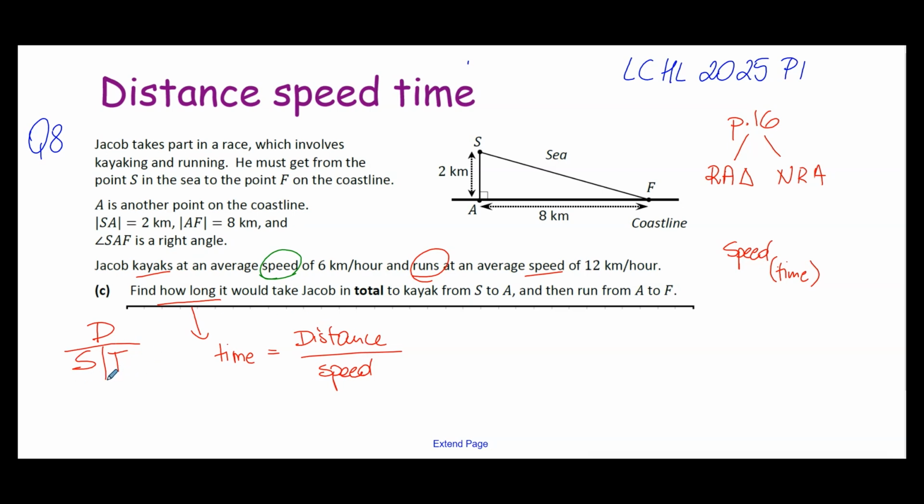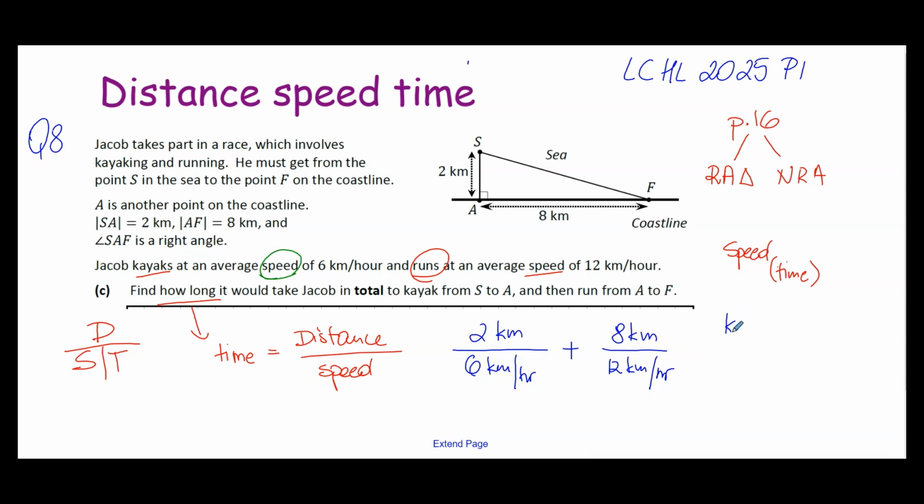One thing we always have to be careful in questions that are referring to these formulas is the measurement, okay? So what is the distance that he is going to kayak? 2 kilometers. And what is the speed of kayaking? 6 kilometers per hour. And, therefore, plus, he's going to what? Run. What is the distance of running? 8 kilometers. And what is the speed of running? 12 kilometers per hour. So the reason why I wrote that is so that we understand that our measurements are correct. We don't have to change anything.